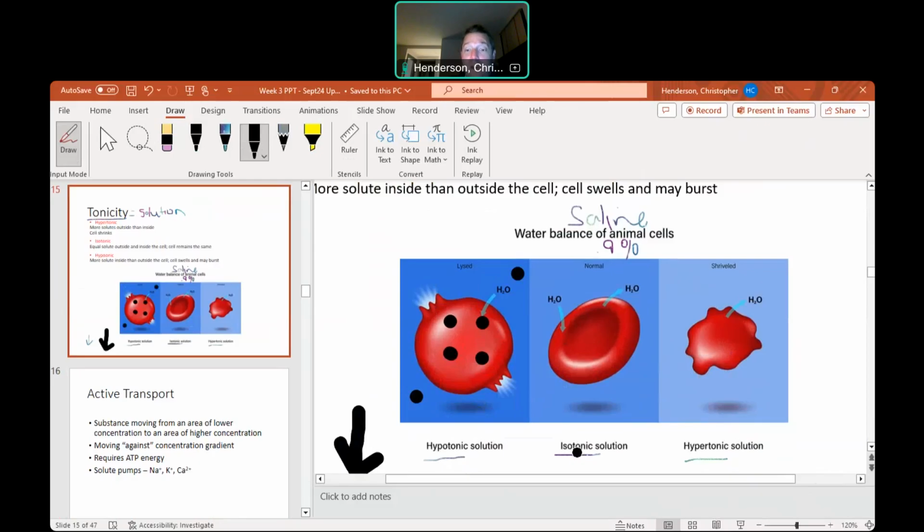Okay, an isotonic solution. What does iso mean? It means same. So if we have 4 dissolved particles inside of the cell, how many dissolved particles are you going to have on the outside? 4.